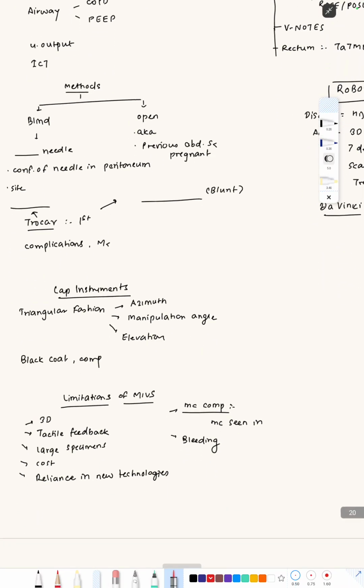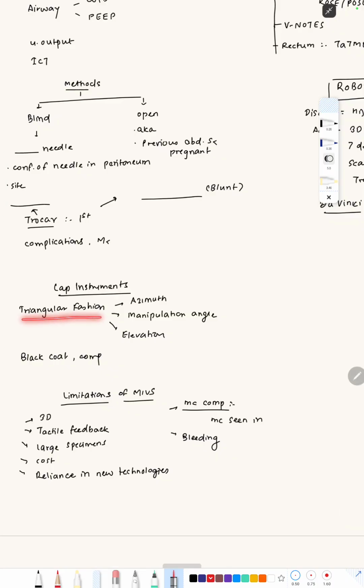Then the different laparoscopic instruments. The laparoscopic instruments have to be inserted in a triangular fashion so that they don't clash with one another. Different angles are used. First is the azimuth angle, where a 30-degree angulation is made, the manipulation angle where a 60-degree angle is made, and elevation, which is again a 60-degree angle from the horizontal. Then the instruments have a black coating. This black coating provides insulation, because of which the other organs cannot get a shock. Complications: if there is improper insulation over this device, that can lead to capacitance coupling. In capacitance coupling, the bowel can get burnt. So this is a very important complication.